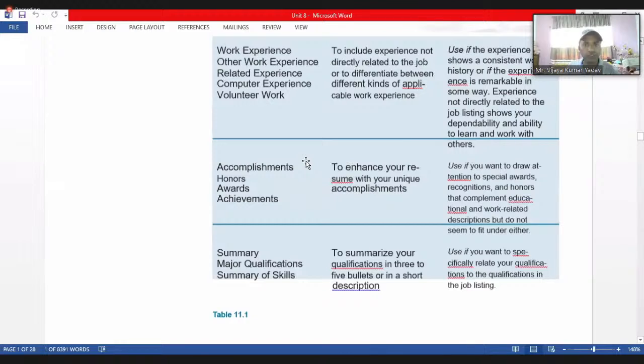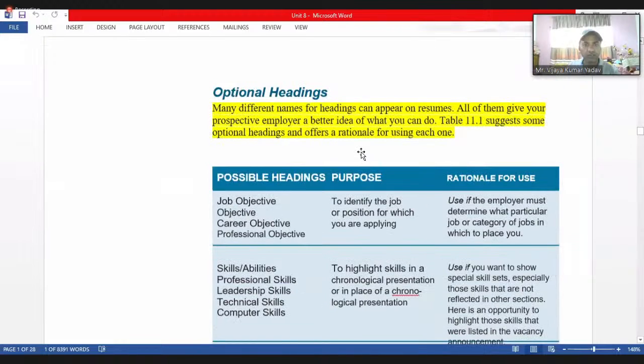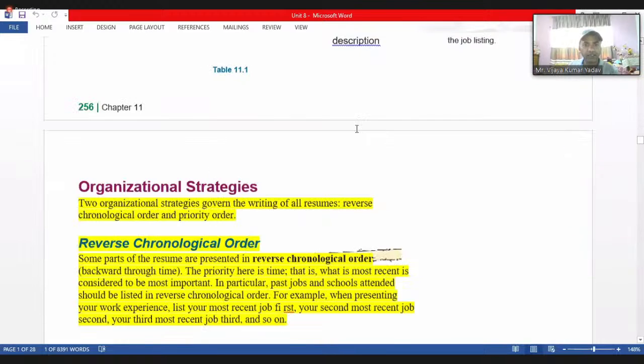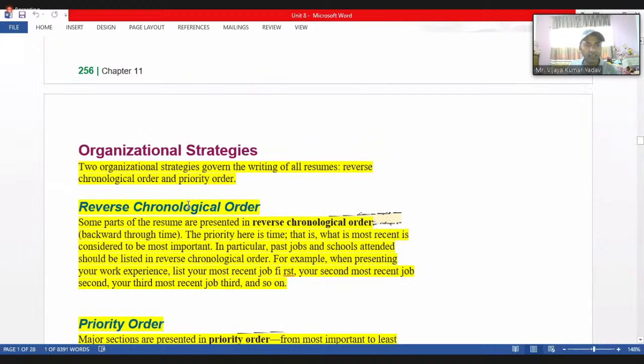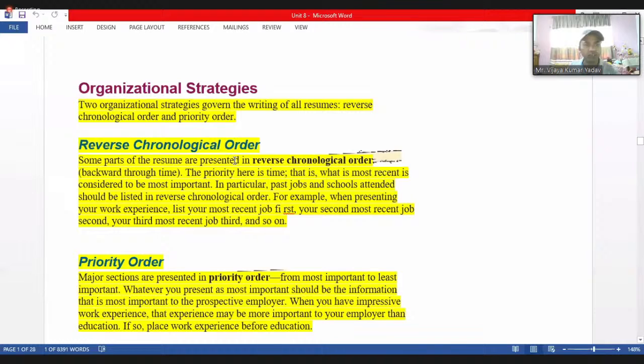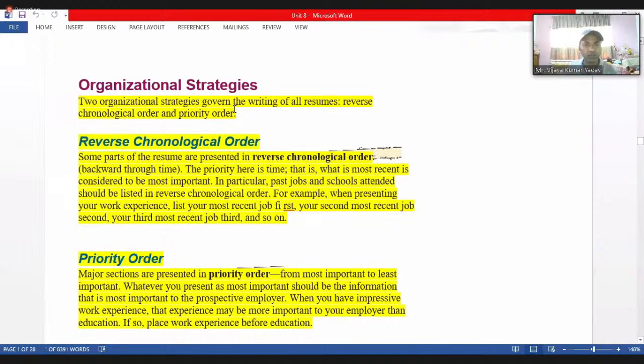This one? Optional heading. Now, organizational strategies. Did you talk about this? I think the slide before it was where we had discussed up to.